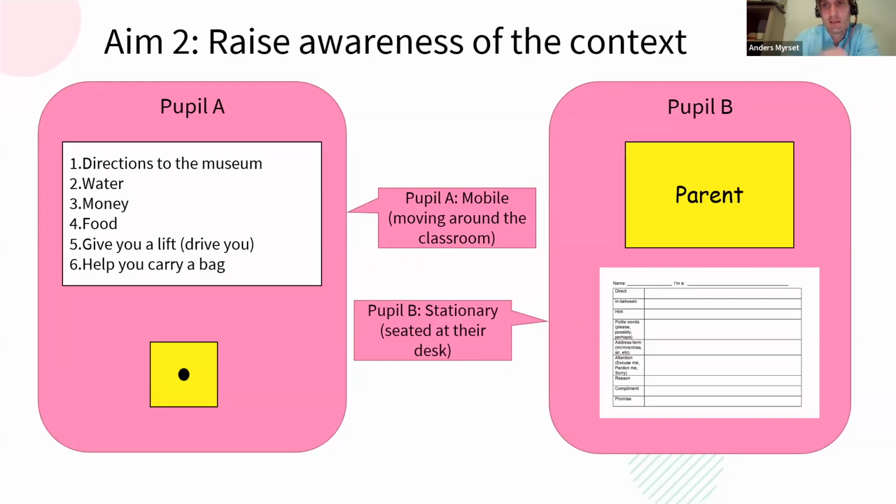And so in this lesson, we split the activity in 2. So pupil A's and pupil B's would do this several times. Pupil A would go to several pupil B's, and then after half the activity, we would swap roles so that pupil B's became pupil A's and vice versa.